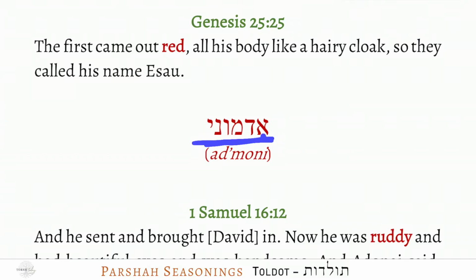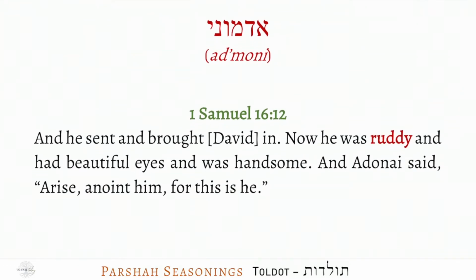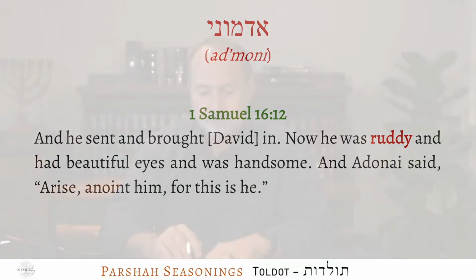But that's another story. Now, what is interesting here is this word admoni, which means reddish, is only used twice in the entire Bible. This is the first time. The only other place it's found is in the description of another individual, and that individual is David. 1 Samuel 16:12 says, "And Samuel sent and brought David in. Now he was admoni. He was ruddy. He was red and had beautiful eyes and was handsome."